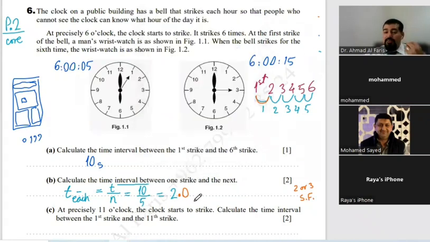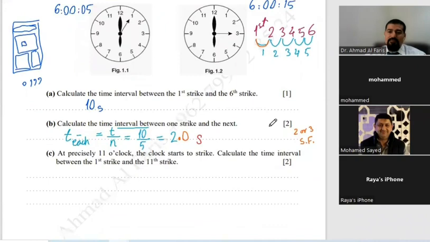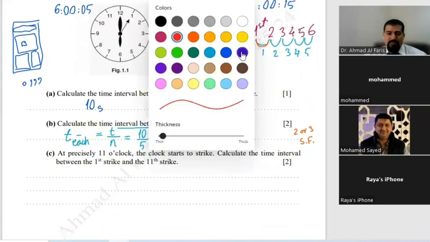Another mistake, I need to write the unit. What's the unit for time? Exactly, it's second. So if I didn't put 2.0 and the unit, which is second, sometimes I will lose a mark. Other times, maybe they will neglect it for us, but mainly you have to write the unit, okay?